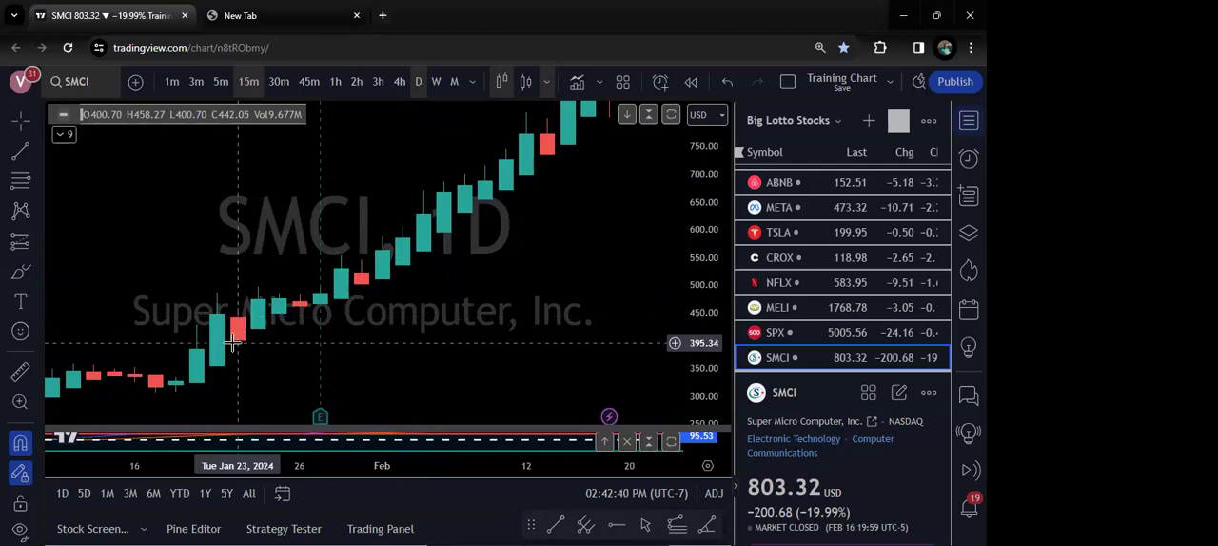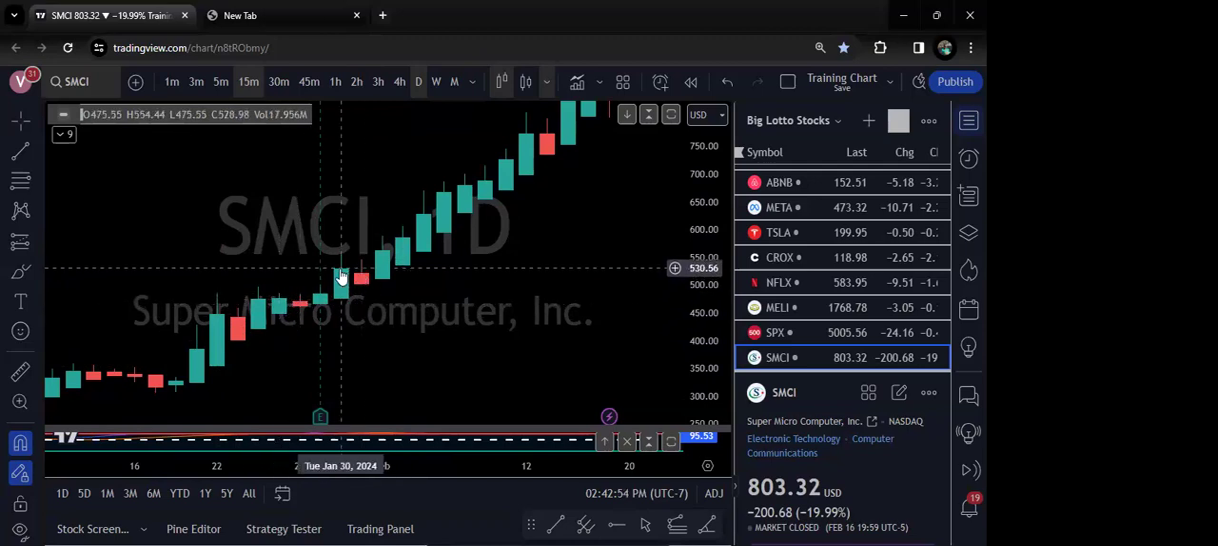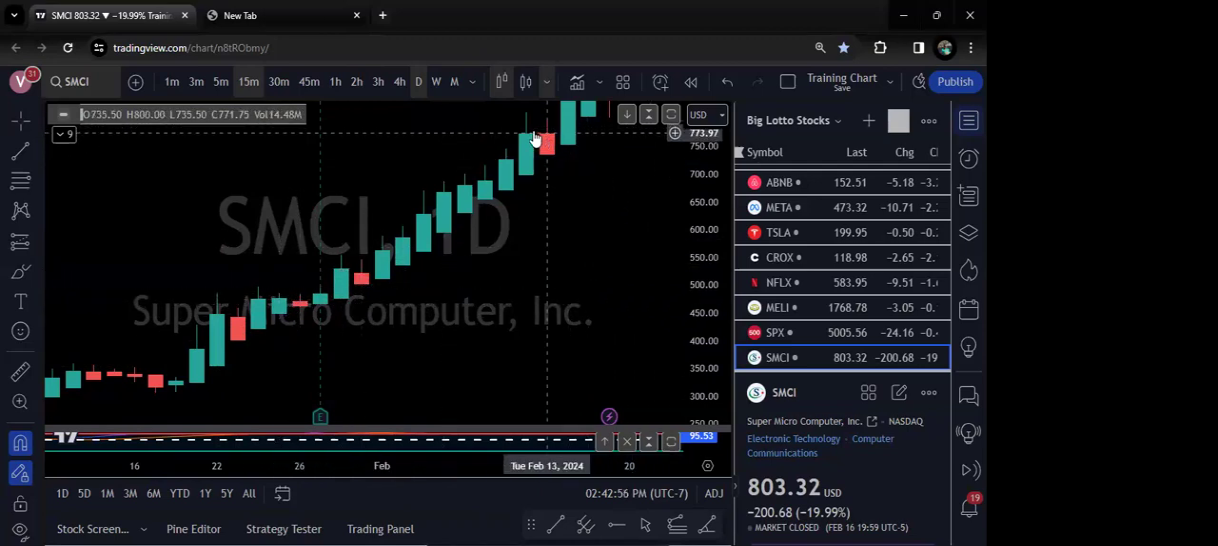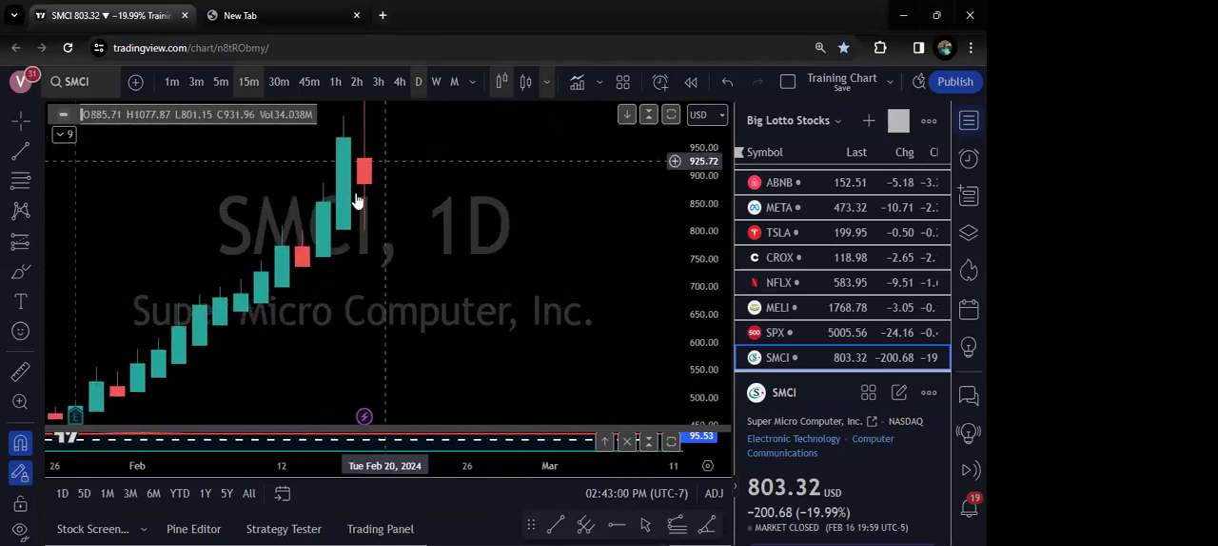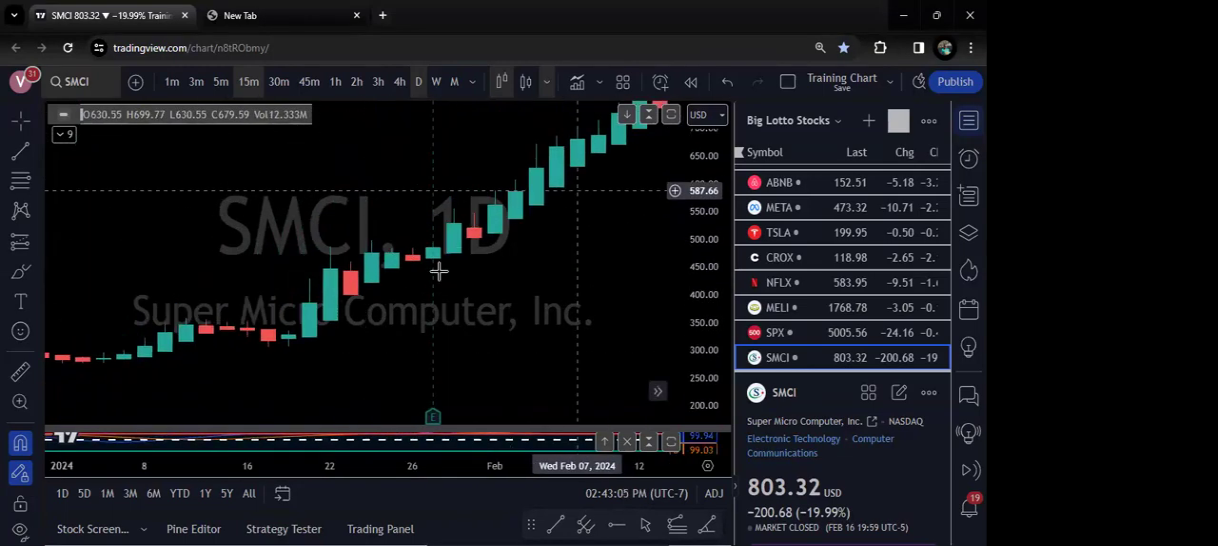It opened high here, but it opened below the previous day close. And then it went up and then closed below this. This one closed below this. This one closed below this. This one closed slightly below that. We had all these dangerous moves on Friday.